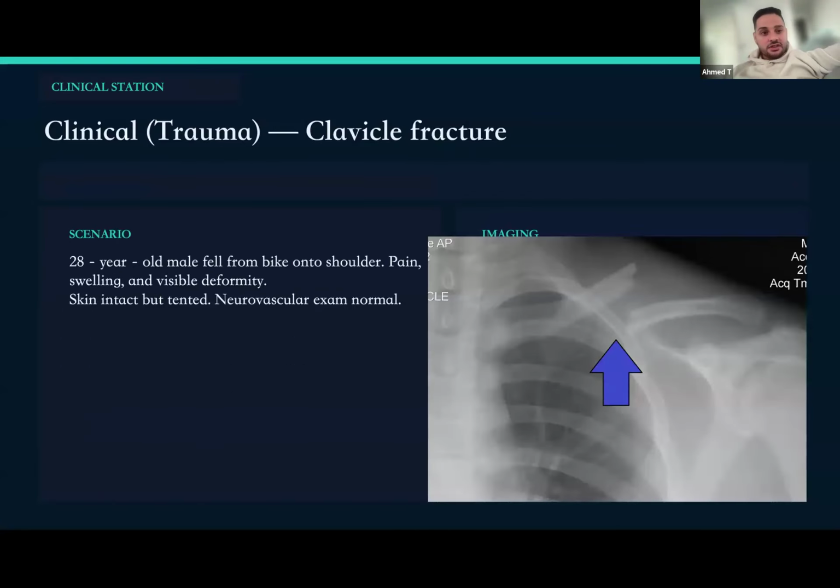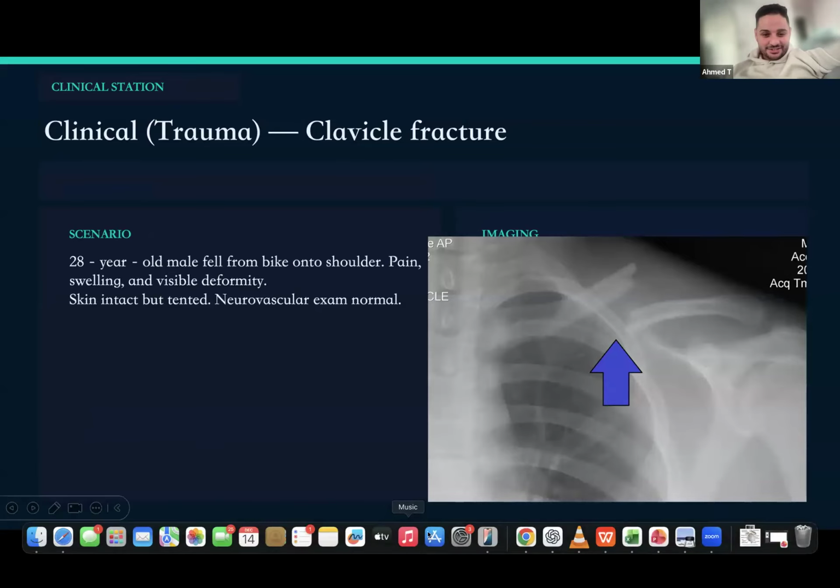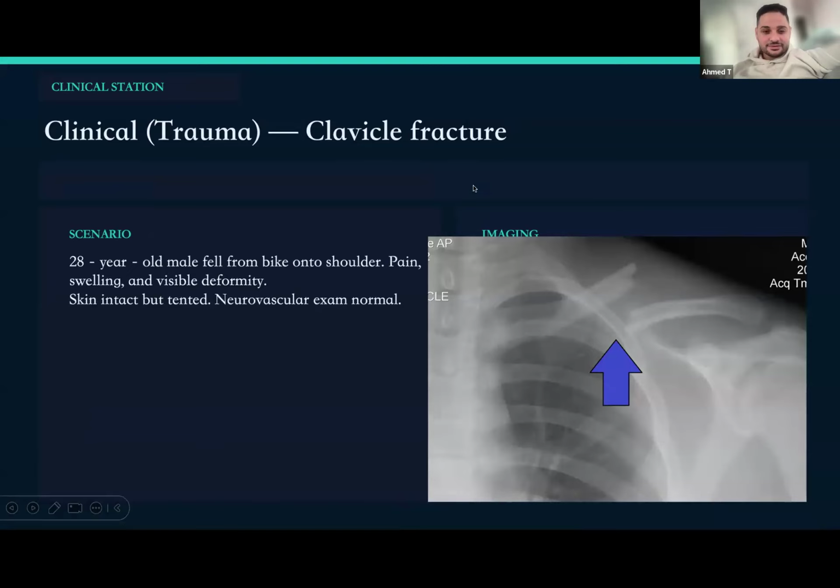Next patient is a 28 years, fell from a bike onto his shoulder, pain and swelling. Anyone, guys? Please, guys, can I have someone new? If no one wants, I can go for it as well. Yeah, I can do it if you don't mind. Okay, that's fine. Sorry. Thank you.